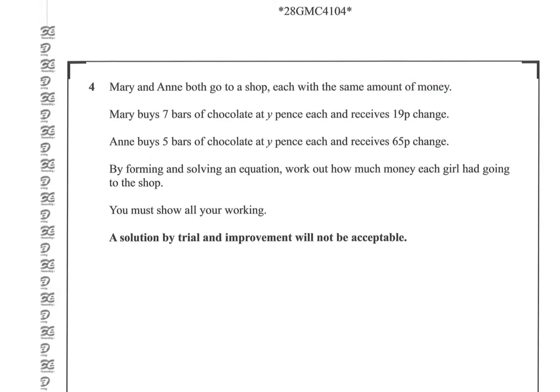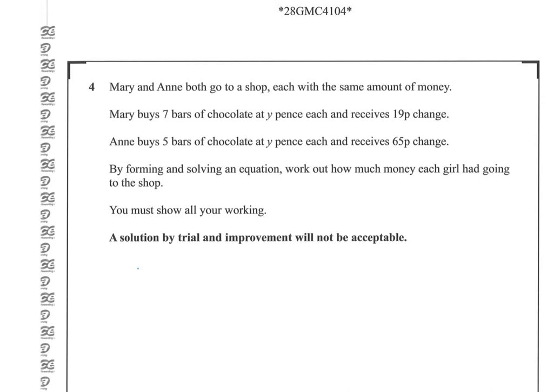Okay, it says in this one, Mary and Anne both go to a shop, each with the same amount of money. Mary buys 7 bars of chocolate at y pence each and receives 19 pence change. Anne buys 5 bars of chocolate at y pence each and receives 65 pence change. By forming and solving an equation, work out how much money each girl had going to the shop.